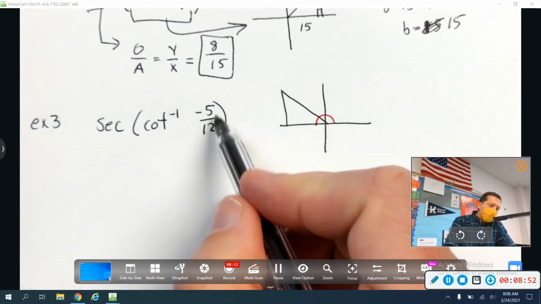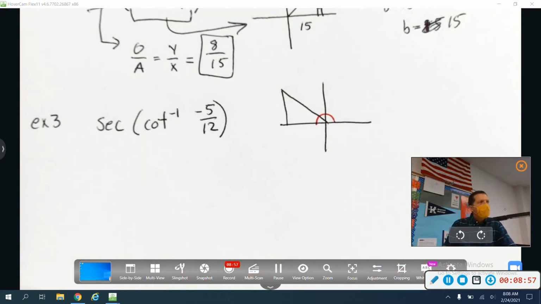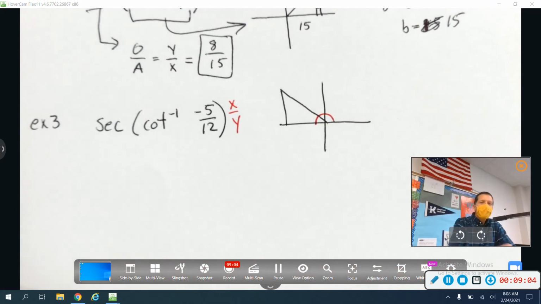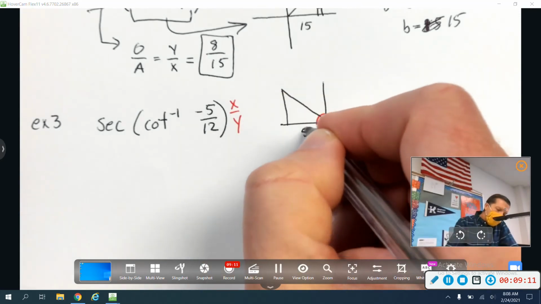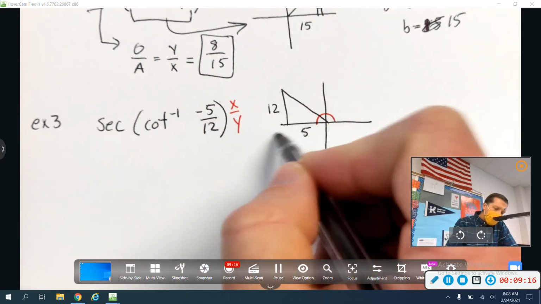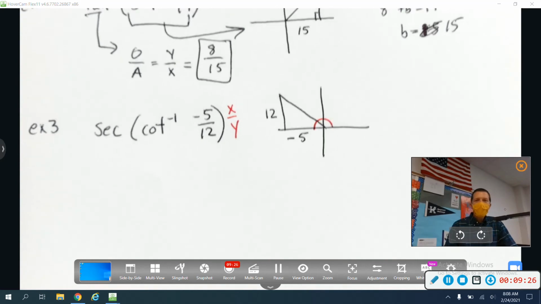What's cotangent equal to in terms of opposite, adjacent, and hypotenuse? X over y. That's an even better way to say it, because it's the flip of tangent. So instead of y over x, it's x over y. So x is 5. Y is 12. One of them is negative. The backward one is negative, so negative 5, 12. And what's the hypotenuse? 13.